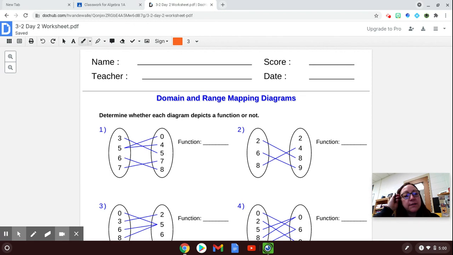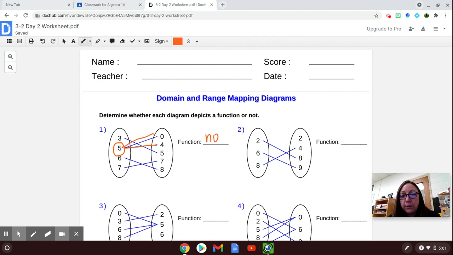So the first part says determine whether each diagram depicts a function or not. So this part's actually pretty easy. All we're really looking for here is, do any of the inputs map to more than one output? So for example, in this one, you can see here that the 5 maps to both 0 and 4. So since it has two outputs, the answer is no, this is not a function.